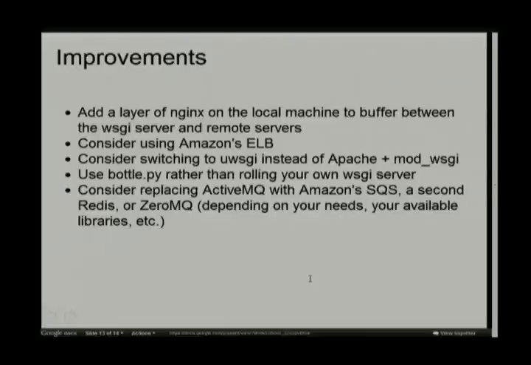Also consider replacing ActiveMQ with Amazon's simple queuing system, just because it's there, it's available, it's relatively inexpensive. Sometimes Amazon's SQS can be high latency. That's why we didn't use it. Also, Amazon's SQS is basically put stuff in a queue and that's it. We wanted to be able to delay tasks.